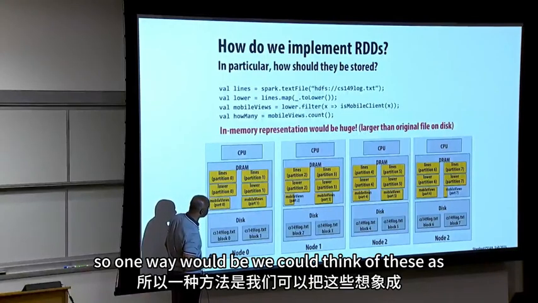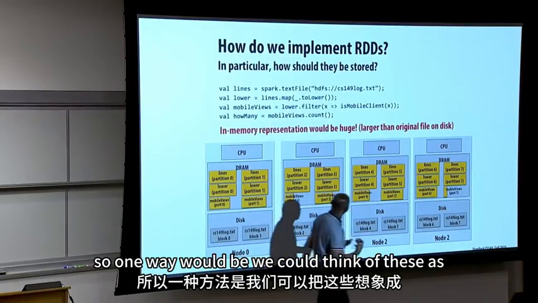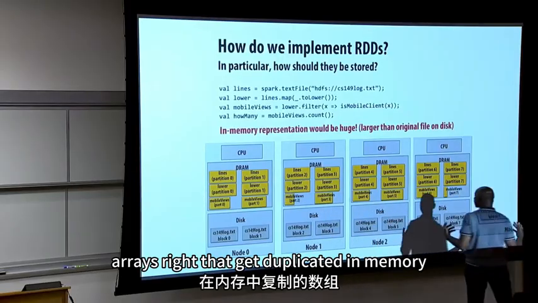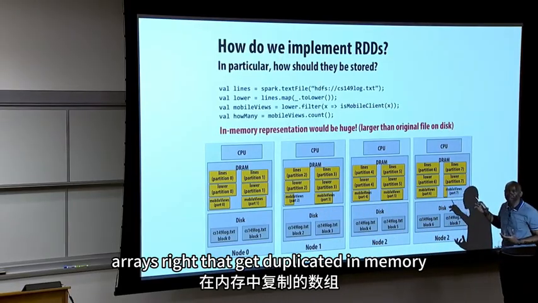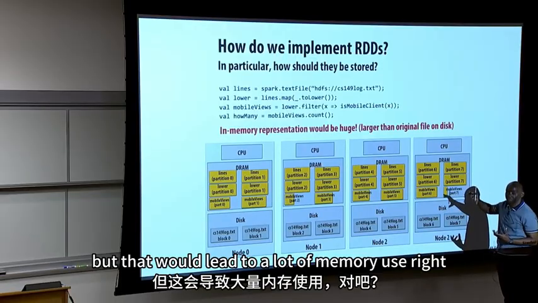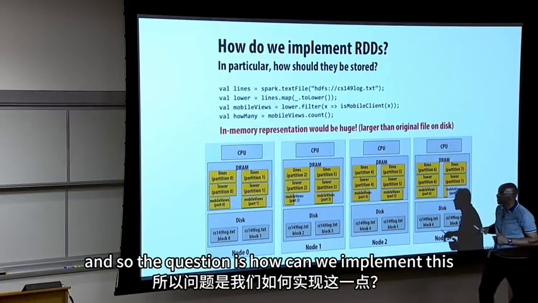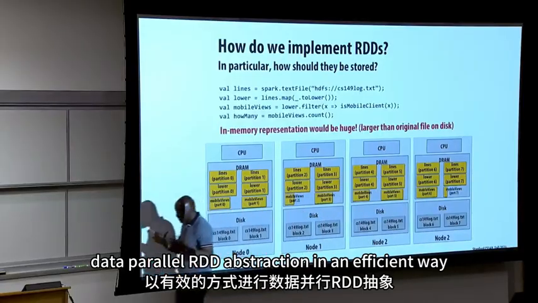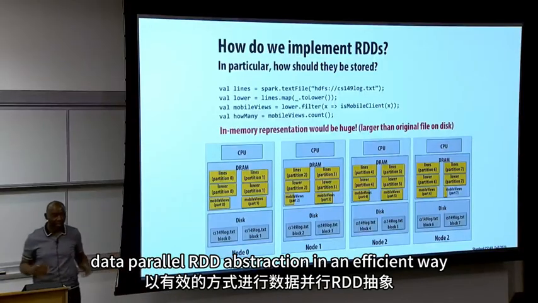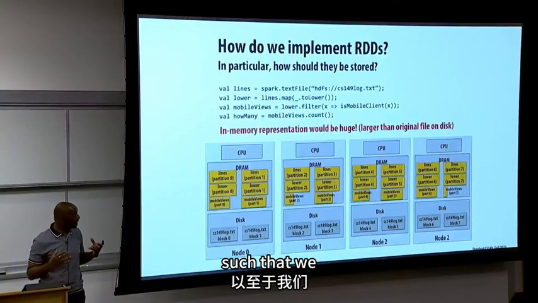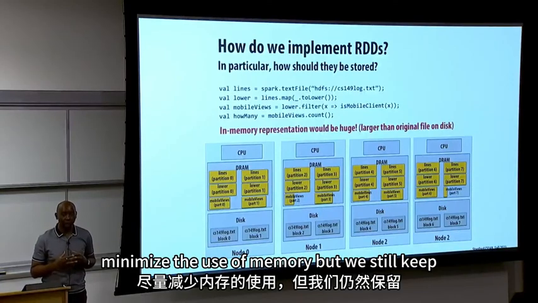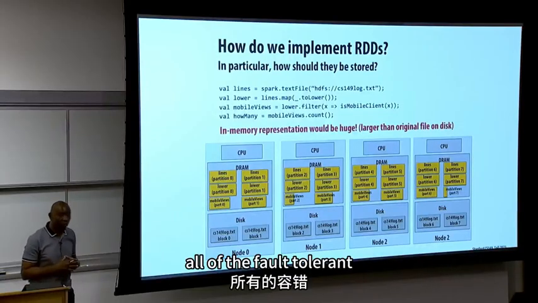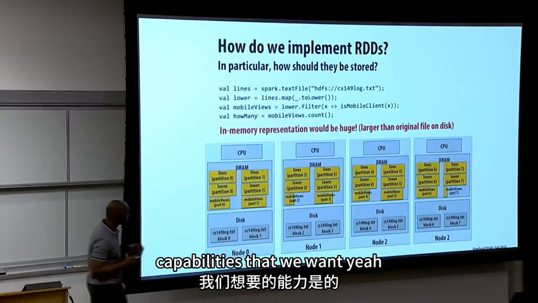So one way would be we could think of these as arrays that get duplicated in memory. But that would lead to a lot of memory use. And so the question is, how can we implement this data parallel RDD abstraction in an efficient way such that we minimize the use of memory, but we still keep all of the fault-tolerant capabilities that we want?